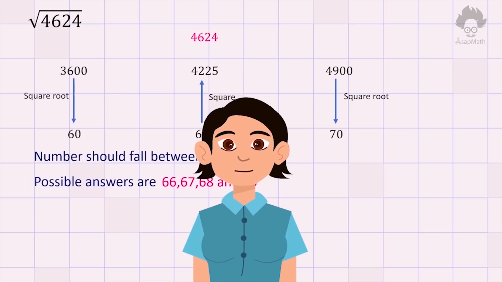So now you can find the square root of any perfect square number within 3 seconds. We will discuss the next 3 cases in another video.